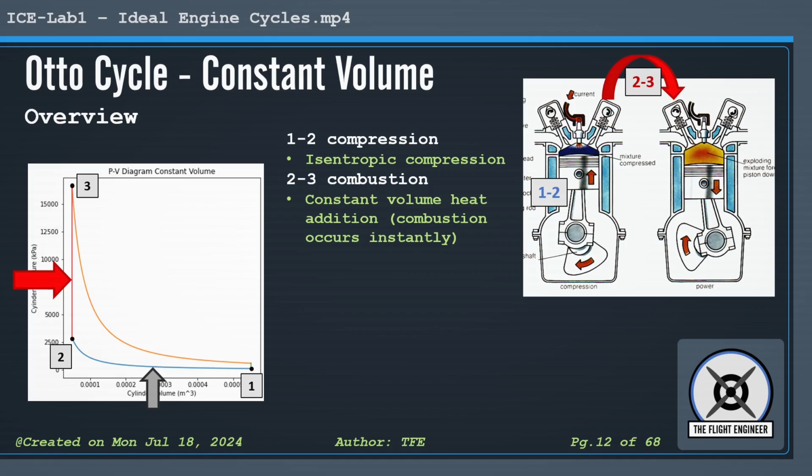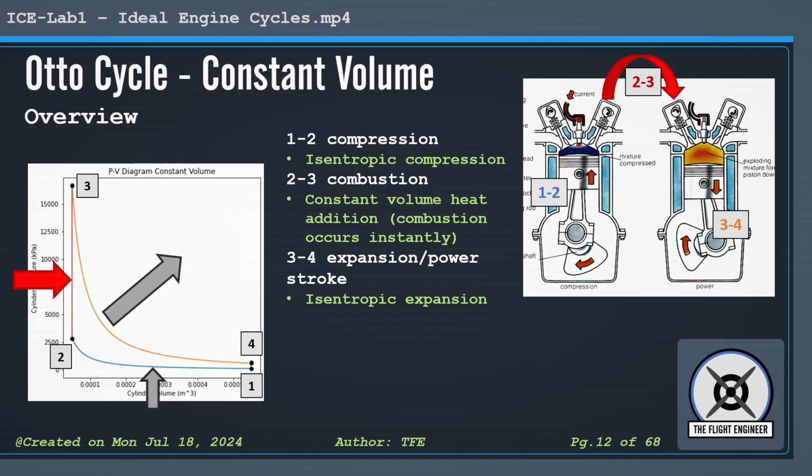From 2 to 3, we have the combustion event. At constant volume, all the heat from the air-fuel burn gets added straight to the system. This would be like the spark plug firing and all the fuel and air burning at an instant at top dead center. Now that our working fluid is at extremely high temperature and pressure, we allow it to drive expansion. 3 to 4 is the power stroke or isentropic expansion. This is similar to the compression stroke but in reverse, so the system is doing work on the surroundings.